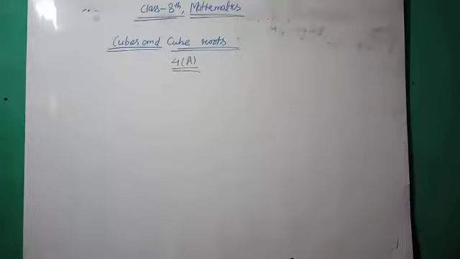Okay, students, this is lecture number 2. We will discuss question number 5 onwards. Question number 5 is, which of the following numbers are perfect cubes? The first one is 64. 64 is the cube of 4.